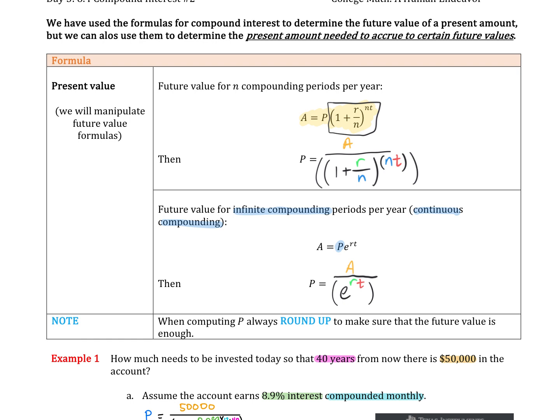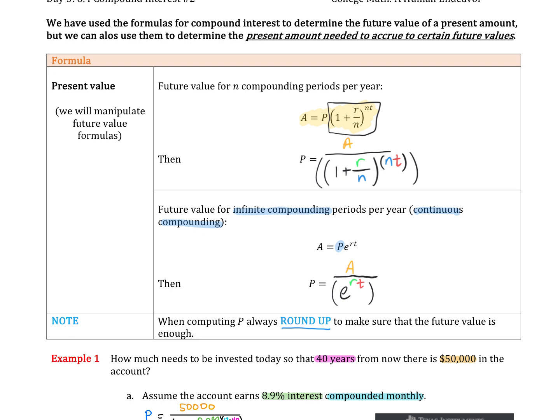Now, one key is when we're computing that present value or what we should deposit, we want to make sure we're always rounding up to the nearest penny, all right? And I'll go through an example showing what happens if we don't round up versus when we do round up.